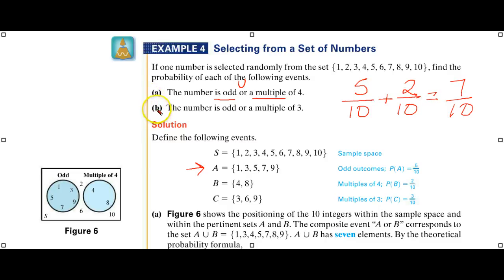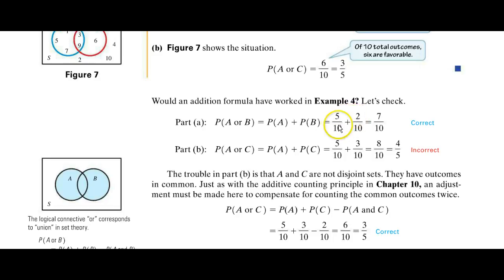Now, how about letter B? The number is odd or a multiple of 3. Now, if we did it as we did in part A, we have 5 out of 10, and then there are 3 multiples of 3, 3 out of 10. That would give us 8 out of 10, but that's not correct. That's incorrect.